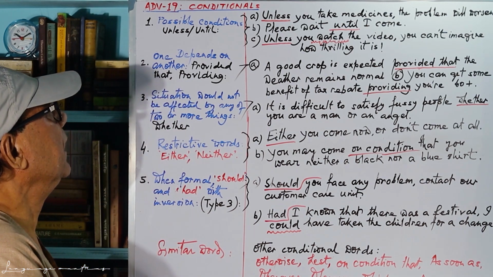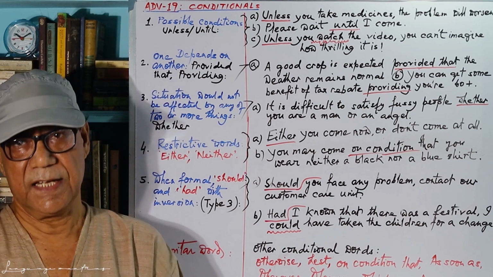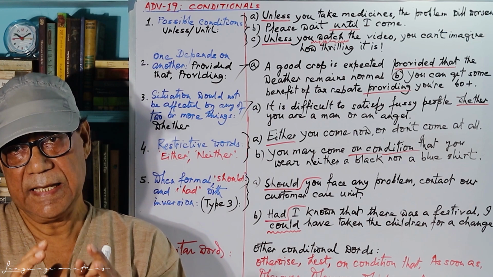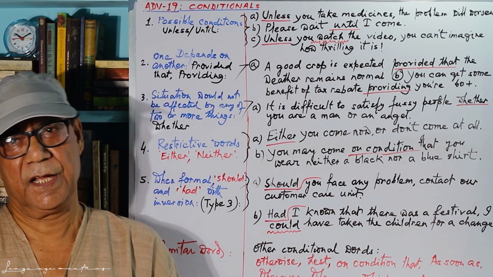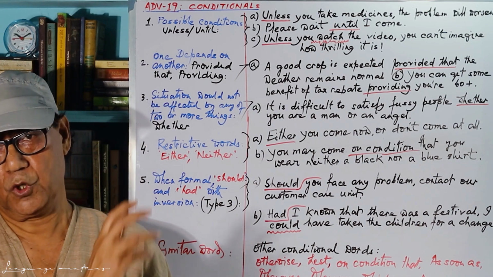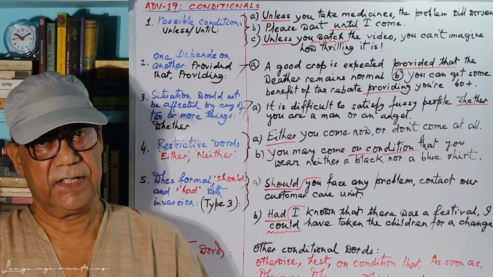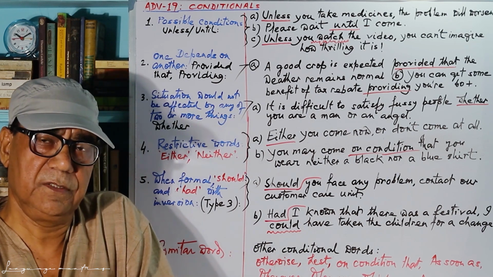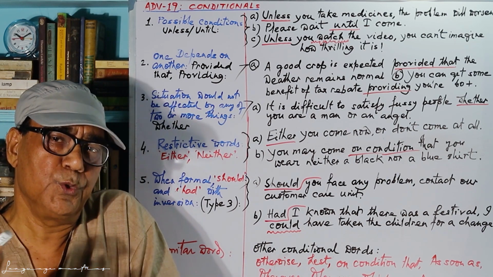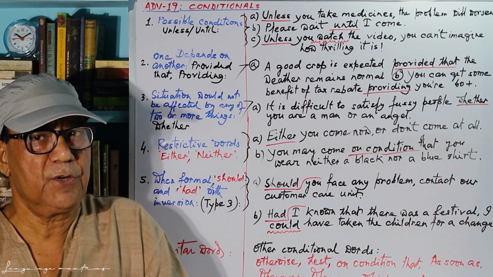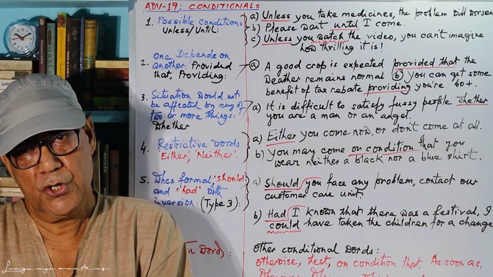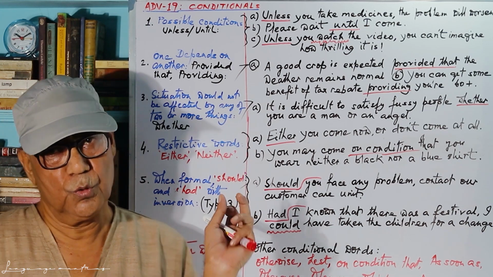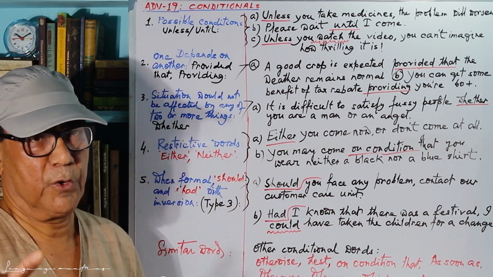Number one, unless and until. We take these two words together. Unless and until behave in a similar way. So far as conditional clause is concerned, the only difference is that unless refers to some condition and until refers to time. Otherwise, so far as conditional clause and its construction is concerned, these two words behave the same way.